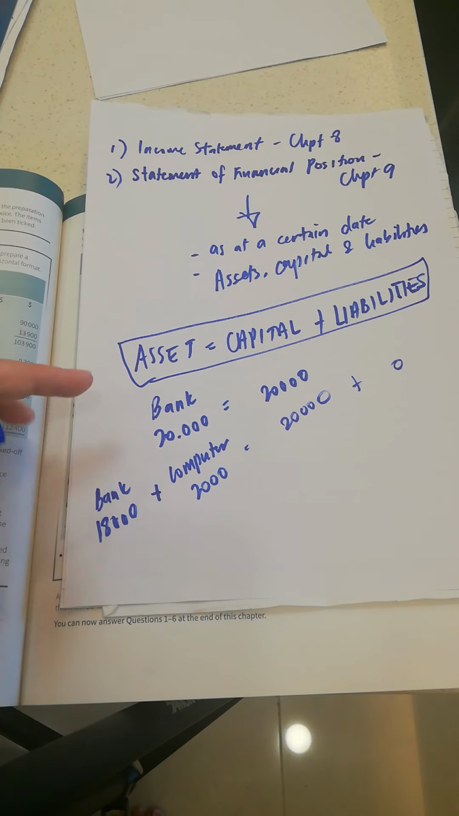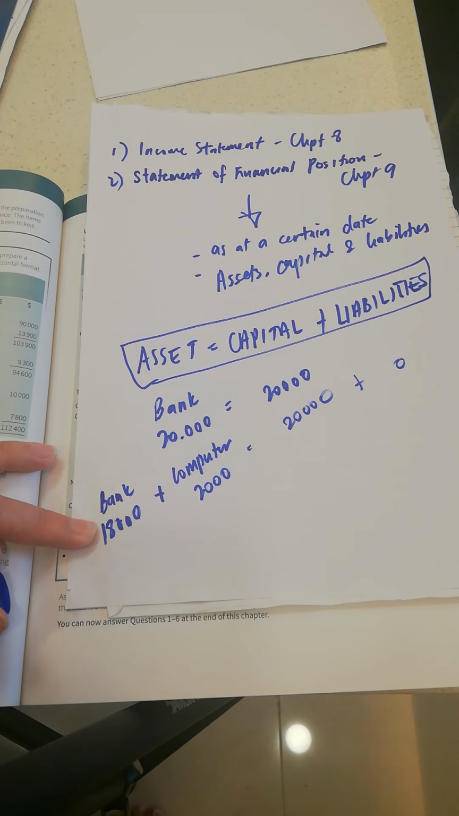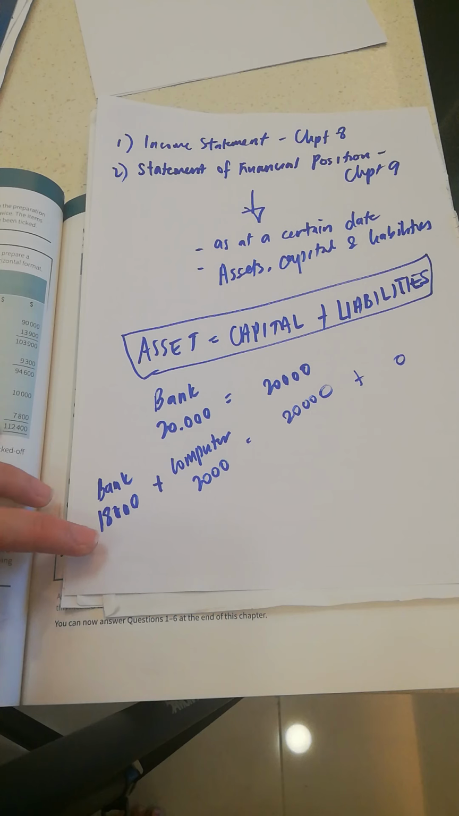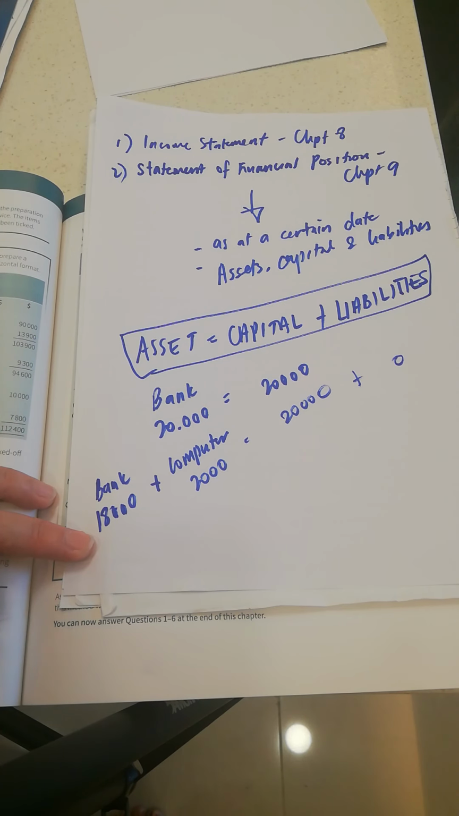Do you see that? Two transactions have happened, excuse me. Now the third transaction, let's say the company takes a loan from the bank of 5,000. Now, what is your accounting equation now?